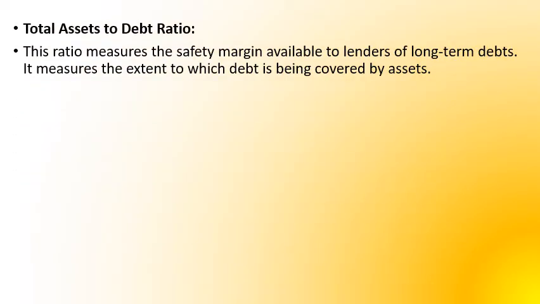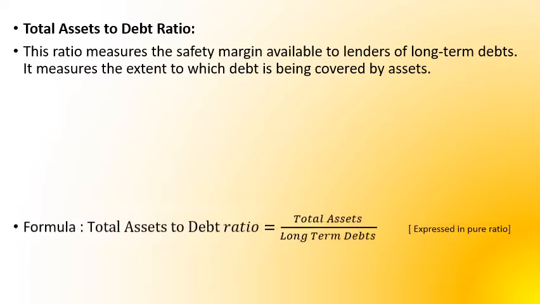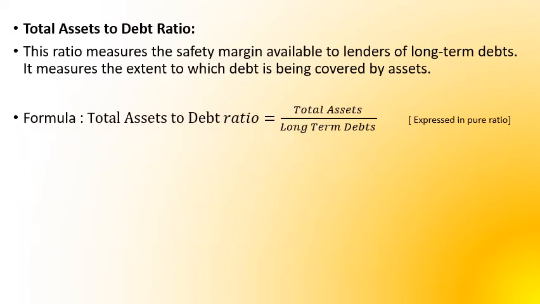Total assets to debt ratio. It basically talks about the safety margin available to the lender in terms of long term debt. It measures the extent to which the debt is being covered by the total assets. Now the formula is total assets to debt ratio equals total assets divided by long term debt.